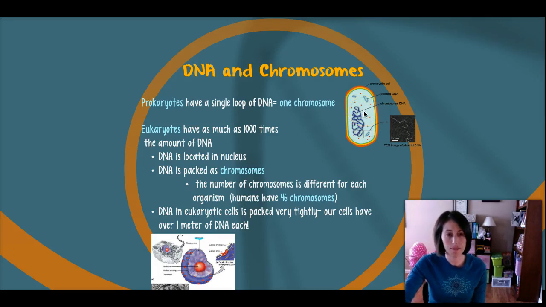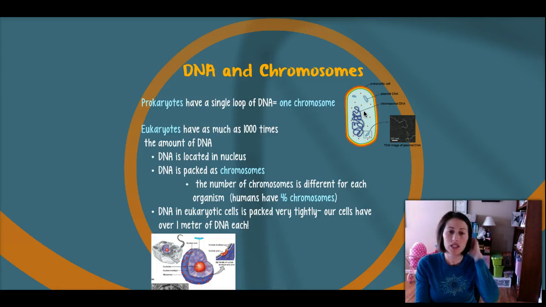Eukaryotes, on the other hand, have as much as 1,000 times the amount of DNA. Now, some of it depends on how complex of an organism it is, but DNA, no matter what, is going to be packaged as something called chromosomes. And chromosomes are individual strands of DNA, okay? The number of chromosomes is different for each organism. Humans have 46 chromosomes, or 23 pairs of chromosomes. And we'll talk a little bit more about that when we talk about heredity.